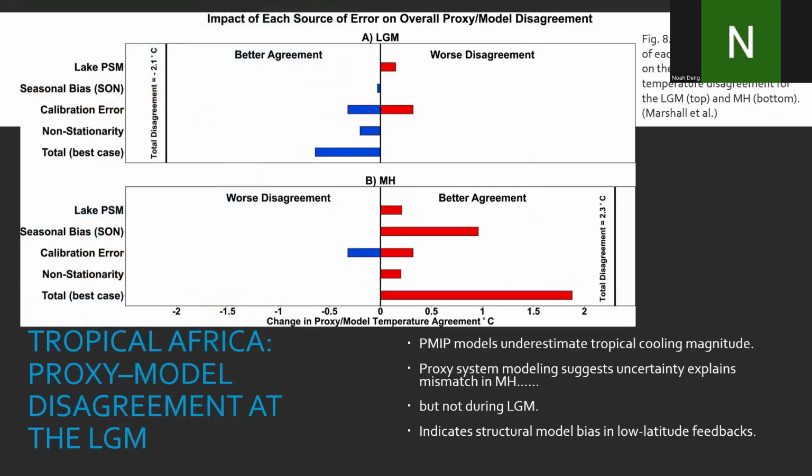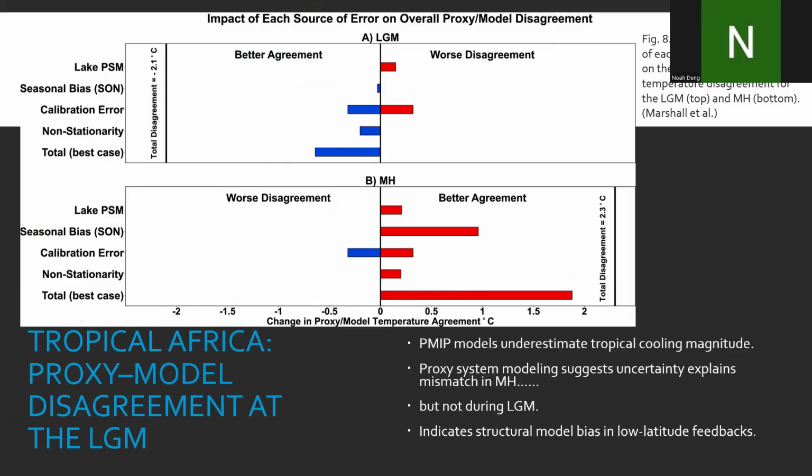The LGM here provides an out-of-sample test for modern climate models. During the LGM, the total disagreement remains around 2.1 degrees Celsius colder than proxy reconstructions in tropical East Africa, while the mid-Holocene remains 2.3 degrees Celsius warmer than reconstructions. Since proxy system modeling cannot fully resolve the discrepancy, this suggests structural bias in tropical feedback processes.